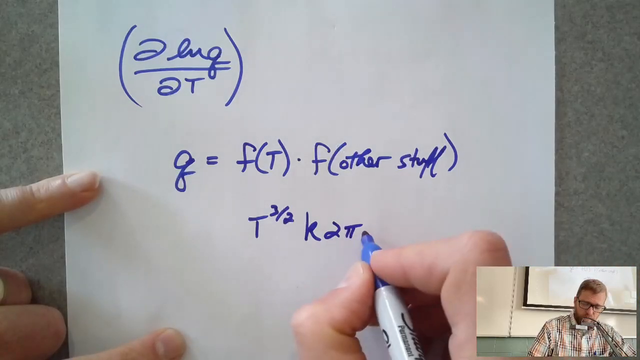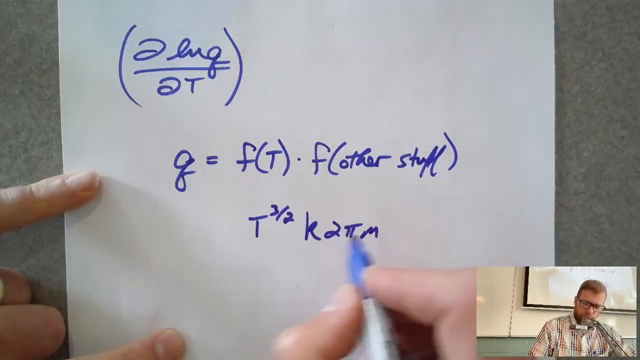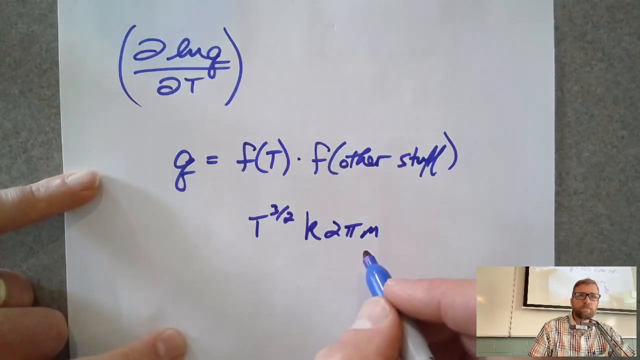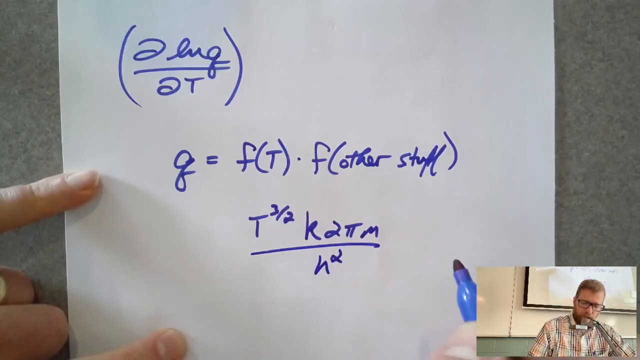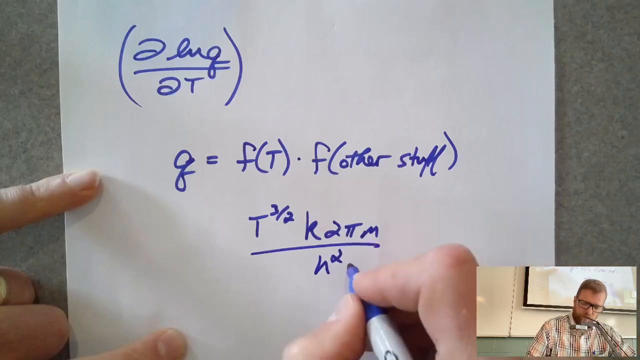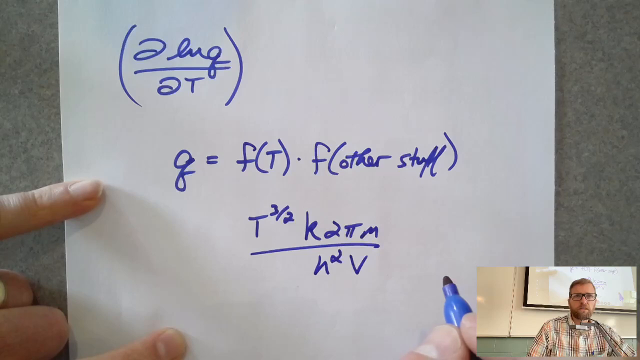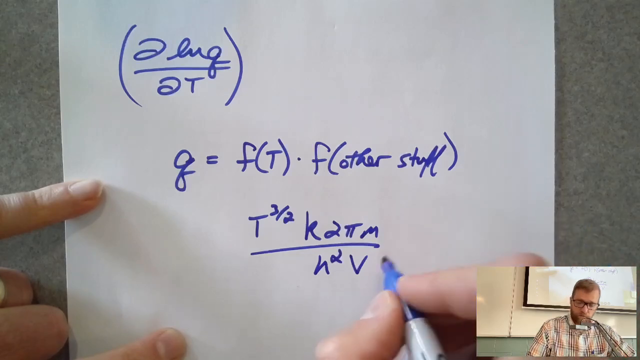M. Is M upstairs? Yes. And then h squared. Is this supposed to be h bar? I don't think so. That's what the 2 pi is there for. Yeah, and then h squared on the bottom. Let's just throw some other stuff in there. Let's put a volume term in there. I don't know, here's some other letters.